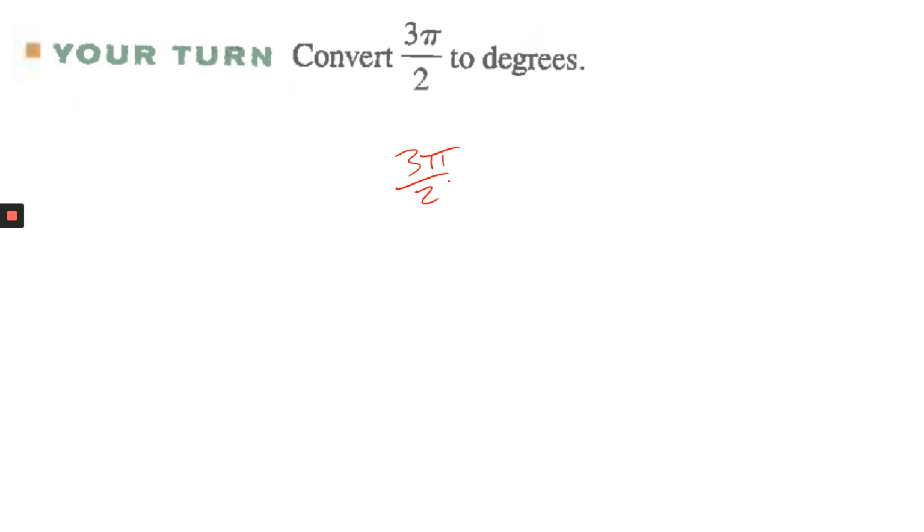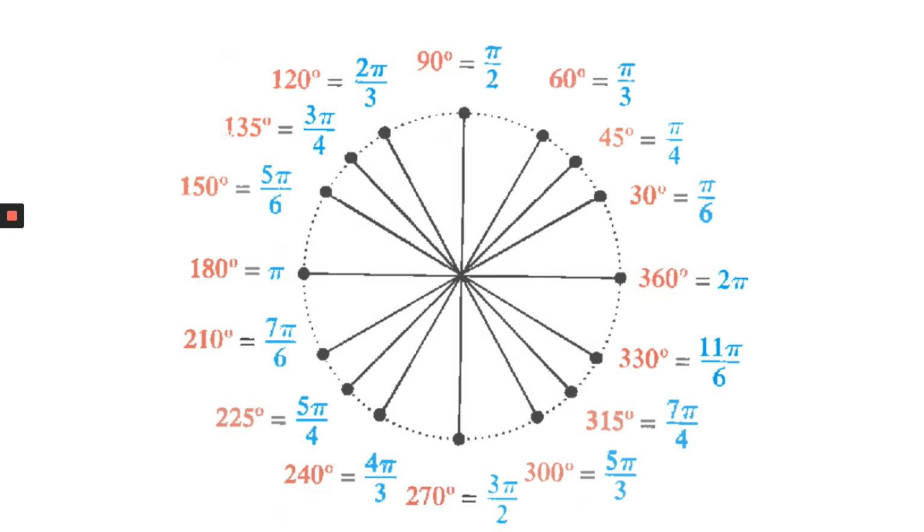Okay, 3 pi over 2. You're going to multiply by 180 degrees over pi. Cancel your pi's. 180 divided by 2 is 90. 3 times 90 is 270 degrees.